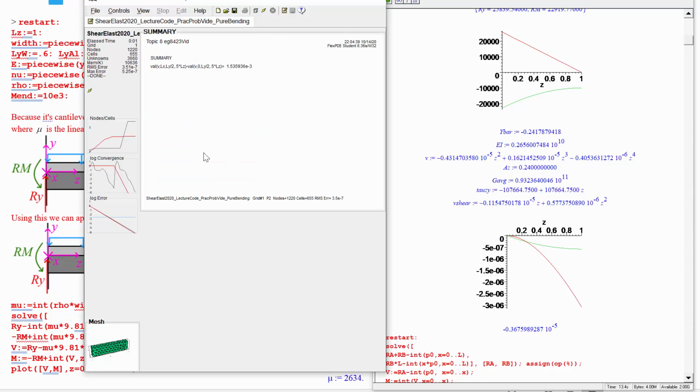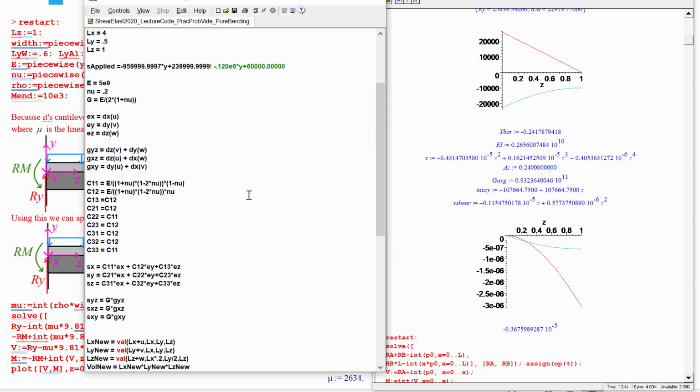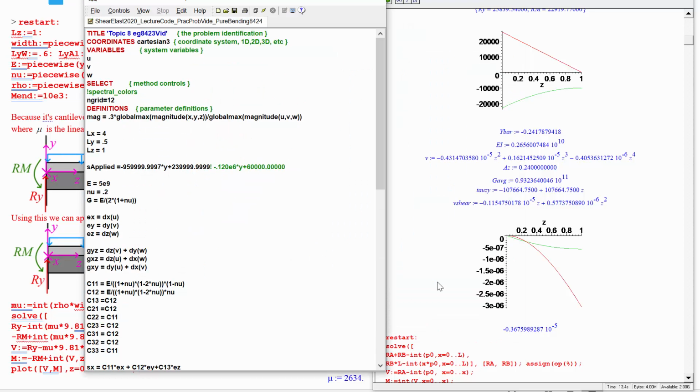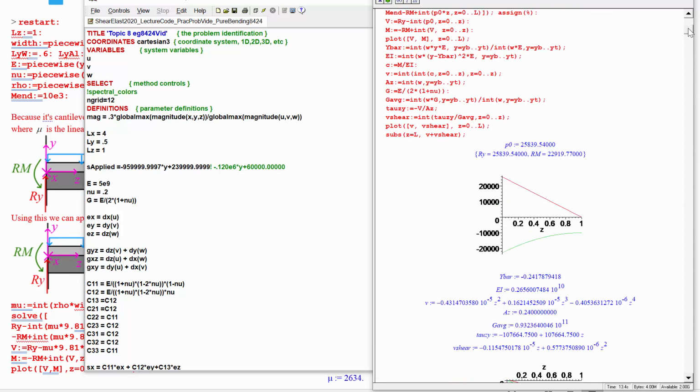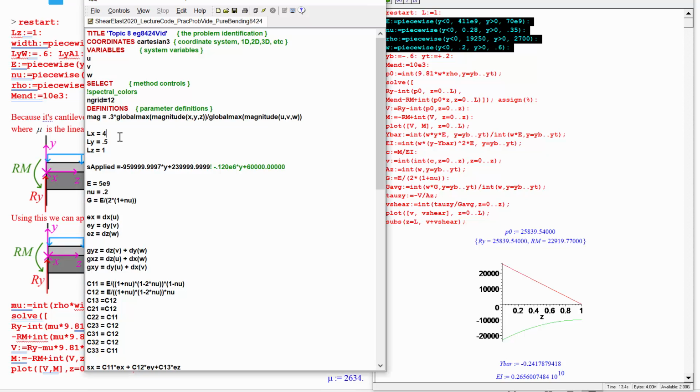All right, let's see if we can make this thing work in FlexPDE as well. So we'll make a new file here. Pure bending example 8424. Sure. How do we do this? Well, we are going to need to do something new that we haven't done in FlexPDE before, which is make piecewise functions show up.